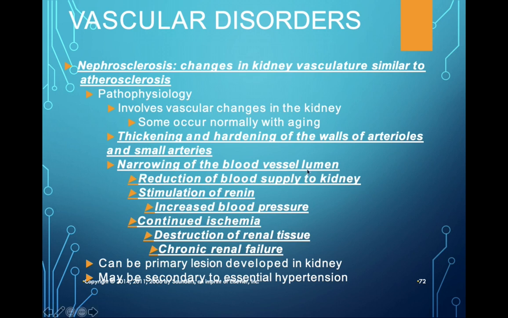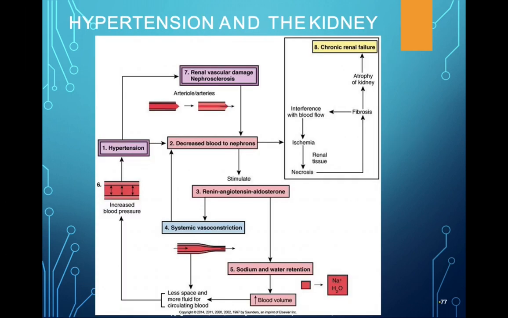There's narrowing of the blood vessel lumen. And when that happens, you're going to get reduced blood supply to the kidney. When you have decreased blood supply, there's going to be decreased oxygen. The pressure is going to drop. And when you have low blood pressure, the JG cells, the juxtaglomerular cells of the kidney, are going to stimulate the renin production. Remember the RAS system, renin, angiotensin, aldosterone system, and that will increase the blood pressure. There'll be continued ischemia, destruction of the renal tissue, which results in the chronic renal failure. And this could be the primary lesion developed in the kidney, or it could be secondary to the essential hypertension.